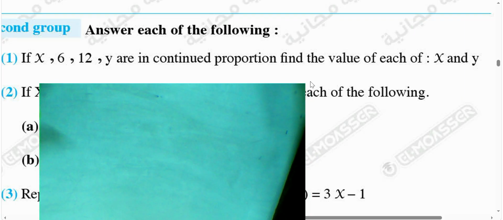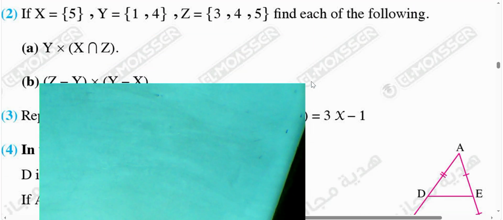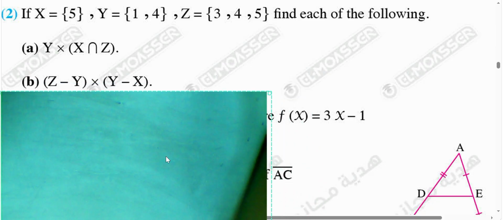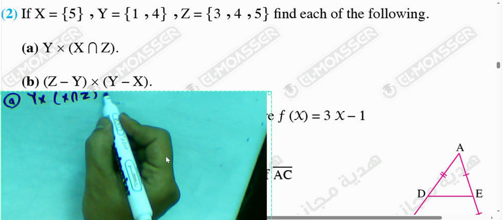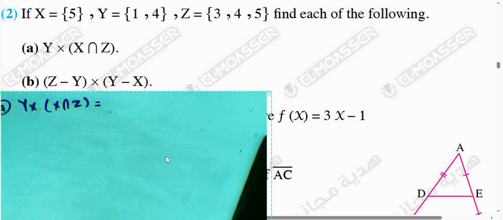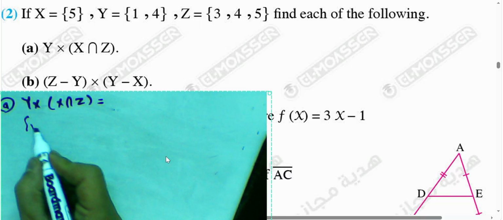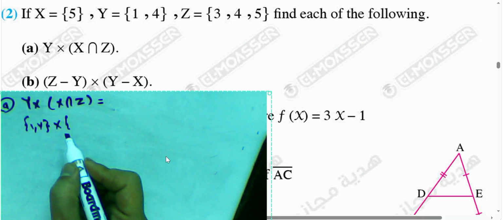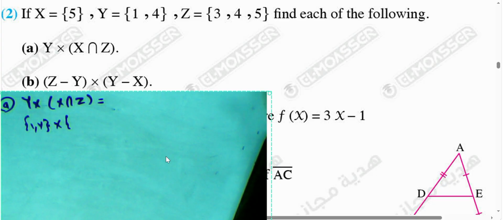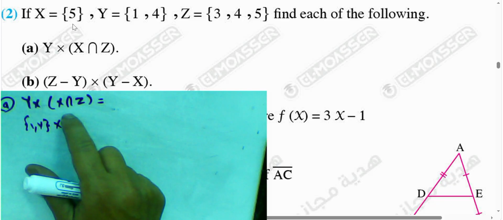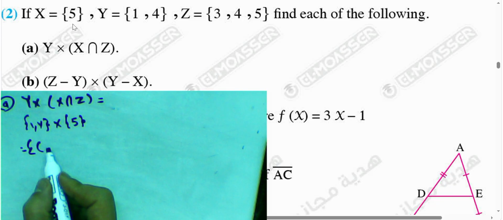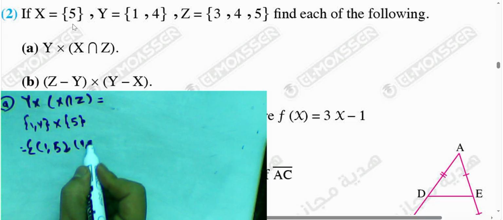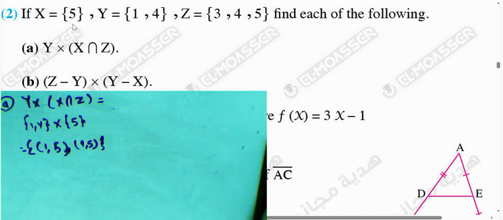Okay, understood? Next question. We have x and y, and you want to find letter E: y Cartesian product with x intersection with z. We have the elements of y here, 1 and 4, okay? This Cartesian product by the intersection between x and z. Look at here, what is the element repeating between x and z? 5. 5 was repeating between x and z. The intersection between x and z equals 5. And then you can write the Cartesian product: 1 with 5 and then 4 with 5. Okay, this question letter E.